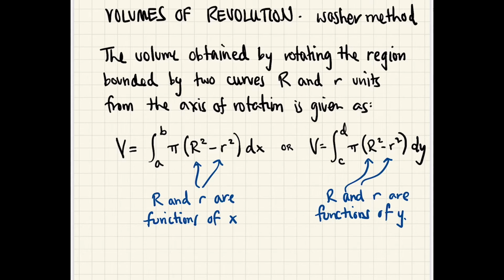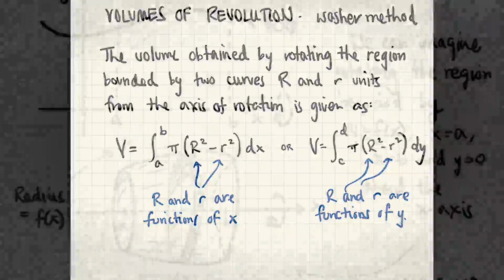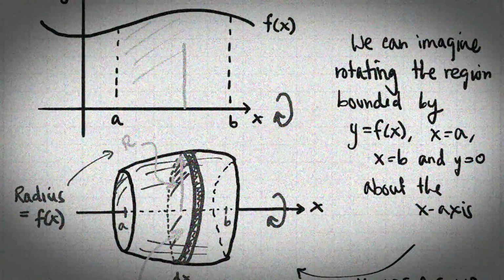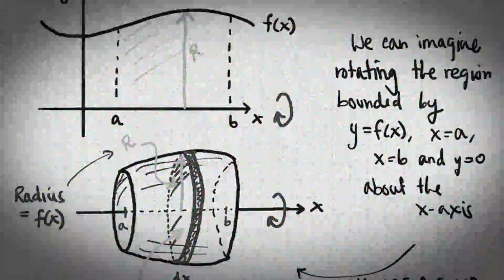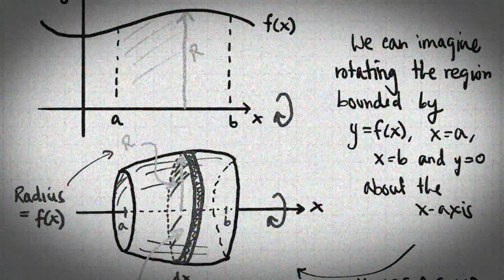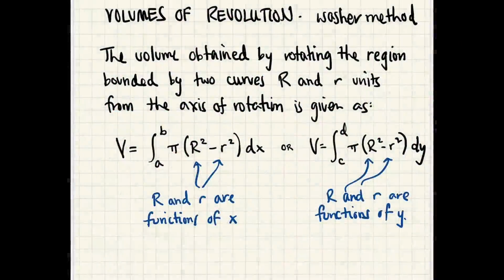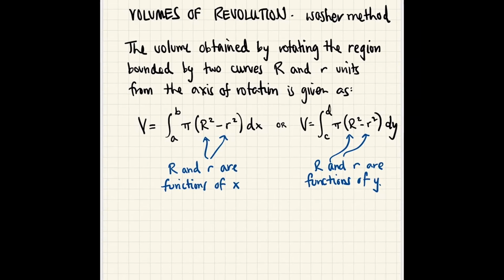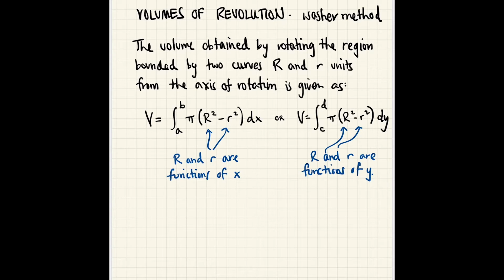Okay, and lastly, I just want to point out that the disk method is actually simply a special case of the washer method with little r equal to 0. So you can technically think of the disk method and the washer method as one and the same in that sense. The washer method just kind of tells a little bit more of the story, a little more flexible.